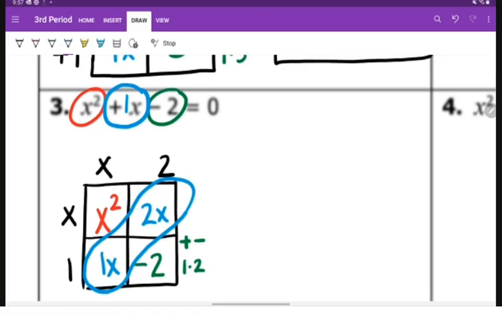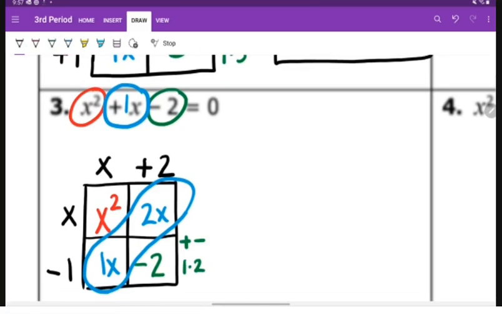So when you're thinking about your 2x and your 1x that are here in our grid, which one of those do we want to make positive? The 2 or the 1? Any thoughts? Nevaeh. The 2. Can you explain why? Because it's the biggest number.